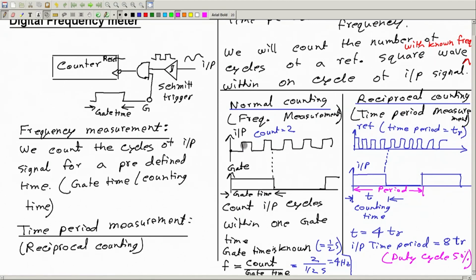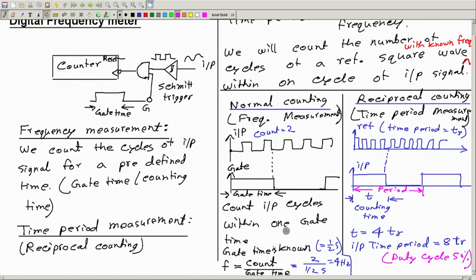So, this is the difference between normal counting and reciprocal counting. In normal counting, we count the input signal within the on time of the gate signal, and here we count the reference signal within the on time of the input signal. Opposite. That is why it is called reciprocal counting.